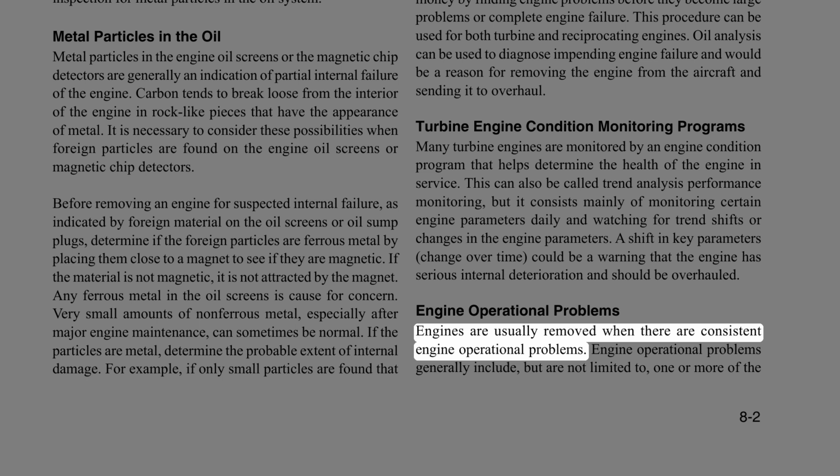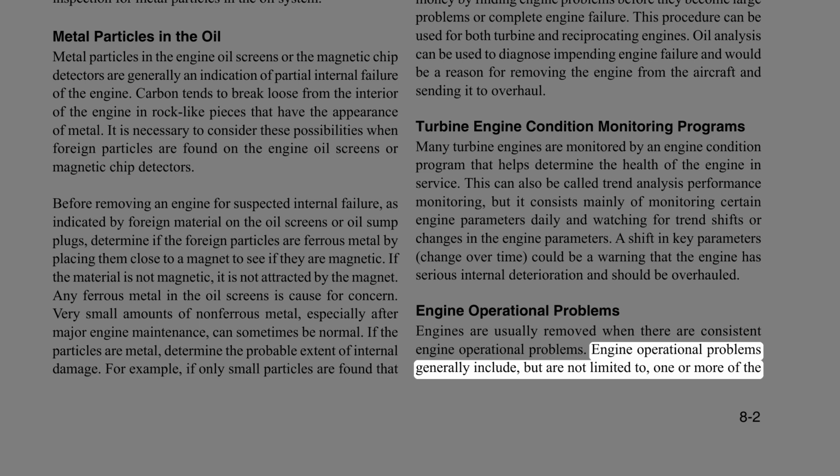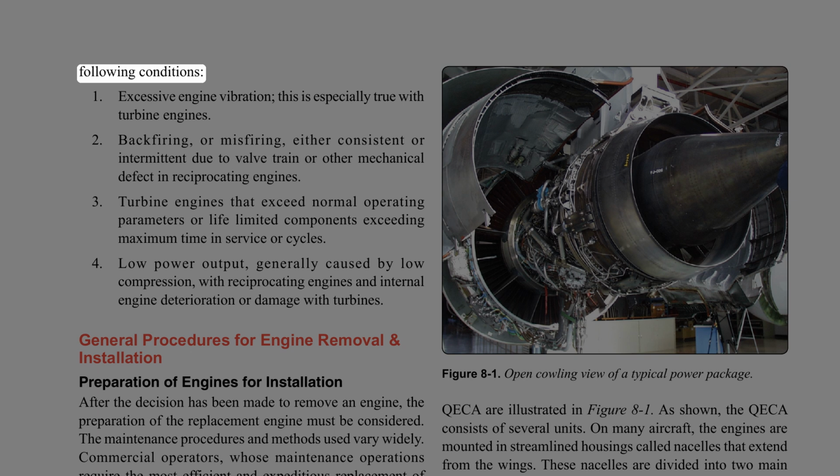Engine operational problems. Engines are usually removed when there are consistent engine operational problems. Engine operational problems generally include, but are not limited to, one or more of the following conditions: excessive engine vibration. This is especially true with turbine engines.